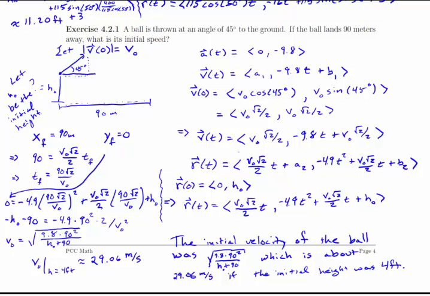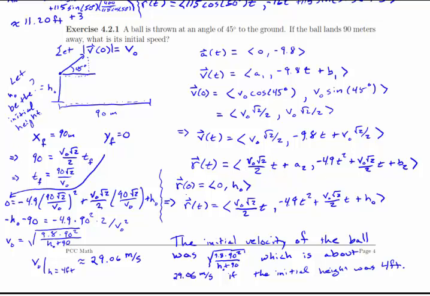We want to eventually solve for v naught, and to do that, we know that the ball lands 90 meters away, so we need a position function somehow. We're not sure how yet necessarily, but the next logical step is that we need the position function. So I take the antiderivative again, and get v naught root 2 over 2 times t plus a2, comma, negative 4.9t squared plus v naught root 2 over 2 times t plus b2. Okay, so that's my general antiderivative of my velocity function.